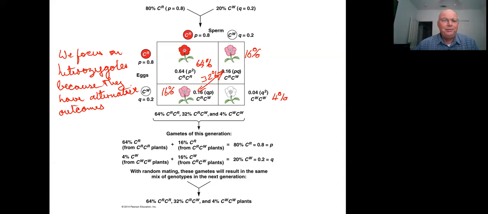they're homozygous or heterozygous. So if we're looking at the CR allele, we know that all the individuals that are homozygous red or homozygous dominant have 2 copies of the CR allele. So all of the alleles in the red individuals are the CR alleles, and that constitutes 64% of the alleles that are going to be CR from these individuals.